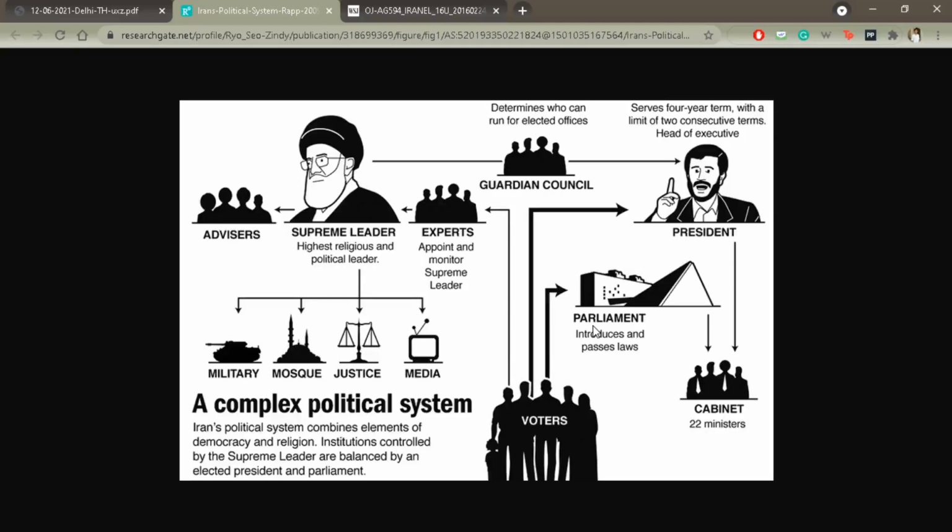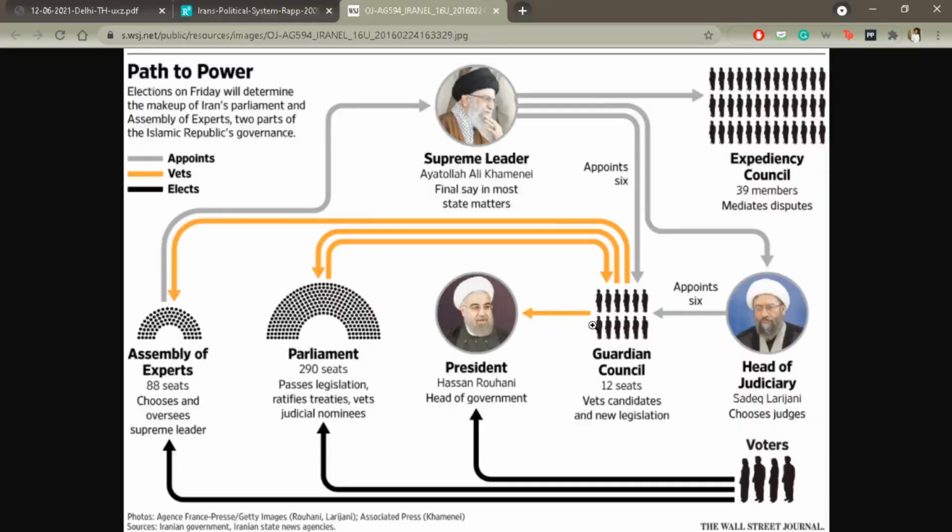Now I'm moving to the Wall Street Journal illustration. So what happens here? Elections take place, voters. This is an older illustration. The head of judiciary has changed. The current head of judiciary is slated to be appointed or is running as the new president. Now this illustration is going to help you understand. The black lines illustrate election, direct election, then appointments. The gray line reflects where appointments take place, and then vetting, who vets the election of whom.